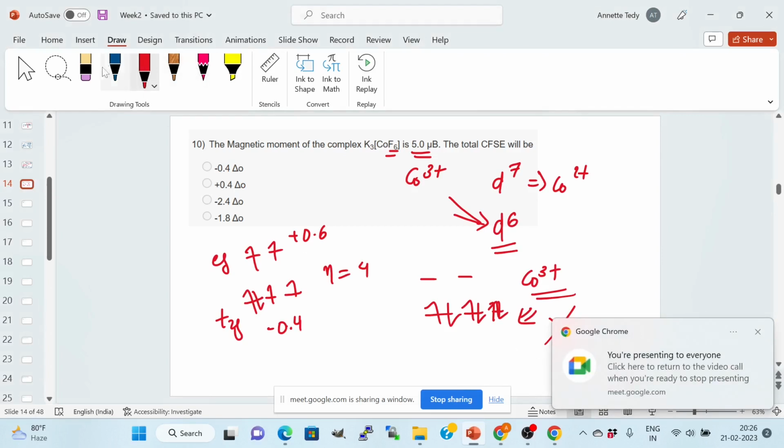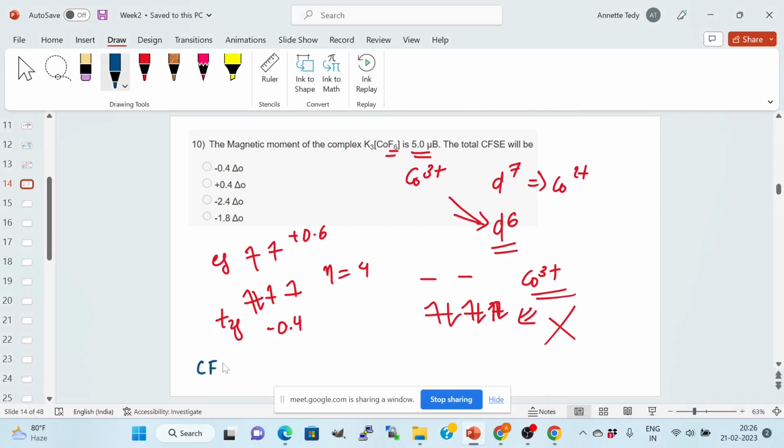So I think now you have understood. So CFSE will be minus 0.4 into 4 because there are 4 electrons in T2G, plus 0.6 into 2. So minus 1.6 plus 1.2, this is minus 0.4 delta O. So option A. Is it clear?